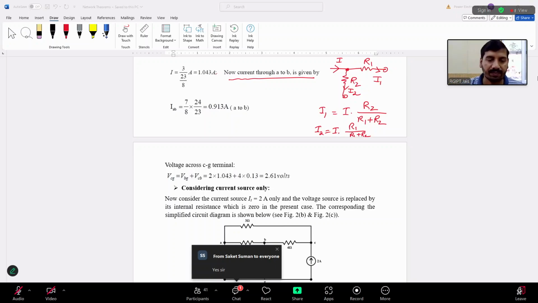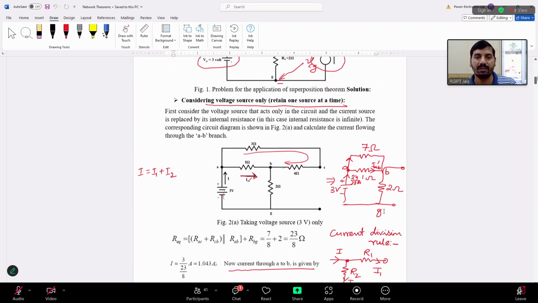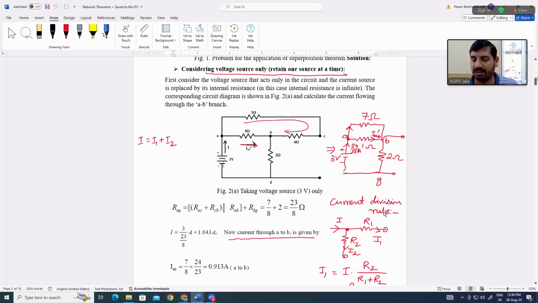So we were discussing the solution of this. We have evaluated the current flowing through this branch and through this branch. The current in this branch was 3/23, as I remember, and the current in this branch was 24/23, right? And we have to calculate the voltage between these two terminals, VCG.